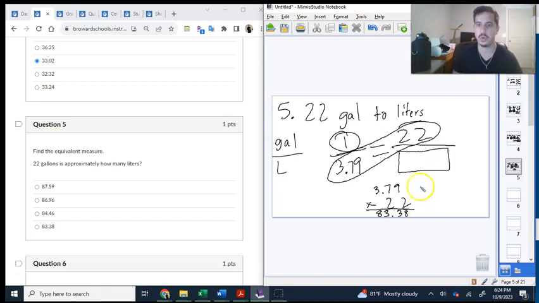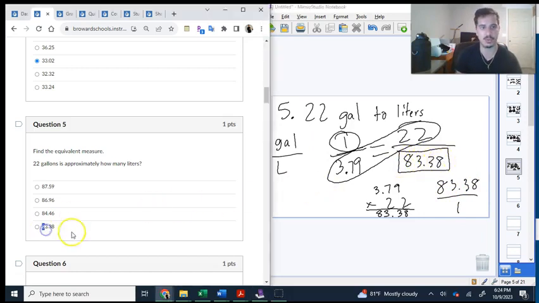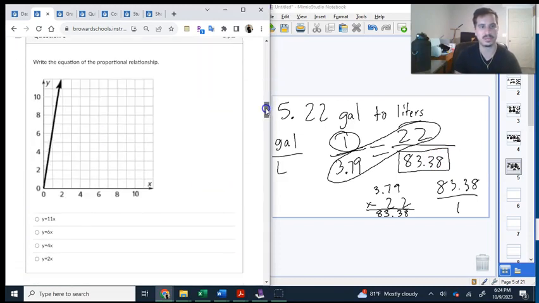Okay? So now we divide by the ball. So 83.38 divided by 1 is still 83.38. That is my answer. 83.38. Boom. Number 6.